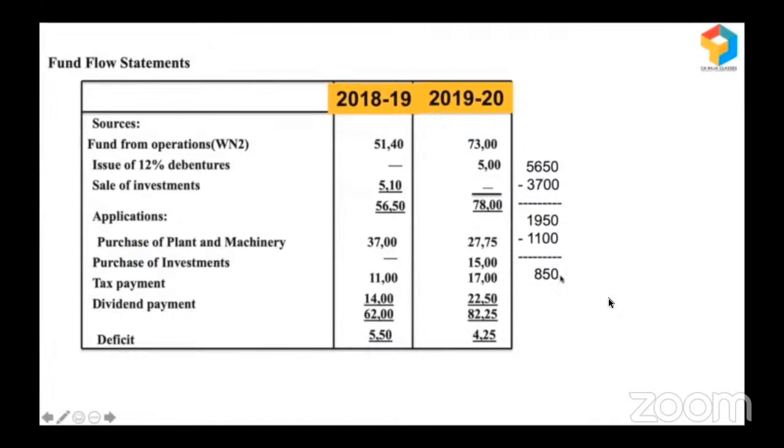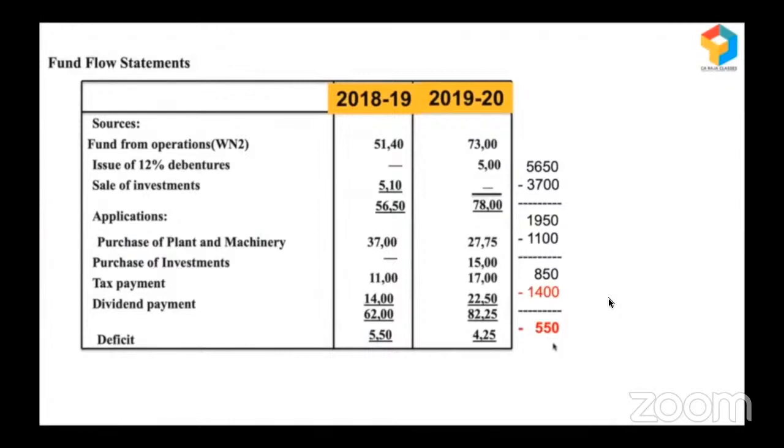What is the amount they have? 850. But what is the dividend they have paid? It is 1,400. It's not acceptable, right? But they did that. How? They went and paid 1,400. They faced a shortage of 550 and they managed that shortage by using short-term funds. Okay, so here there is a deficit, and this deficit was managed because they took some short-term funds.